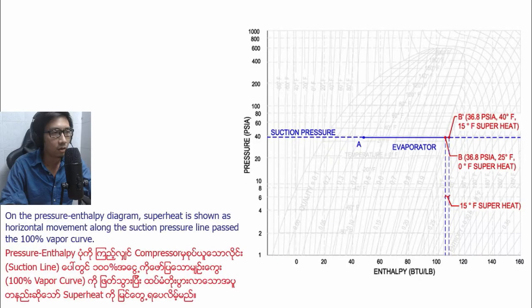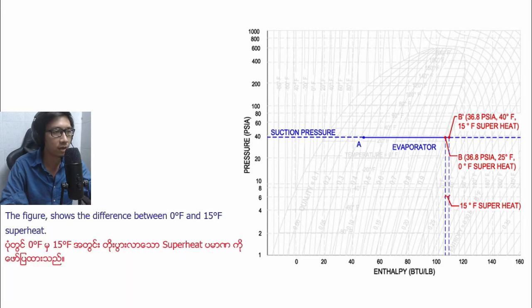evaporator. On the pressure enthalpy diagram, superheat is shown as horizontal movement along the suction pressure line past the 100% vapor point. The figure shows the difference between 0 degrees Fahrenheit and 15 degrees Fahrenheit superheat.